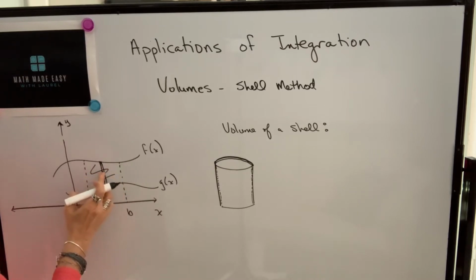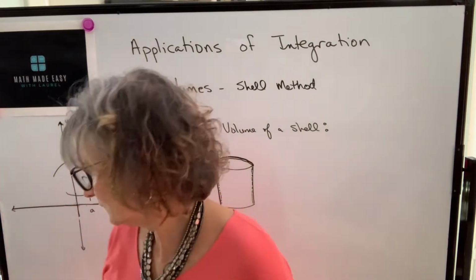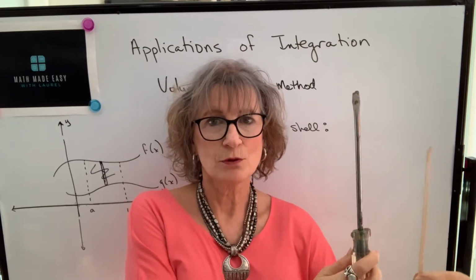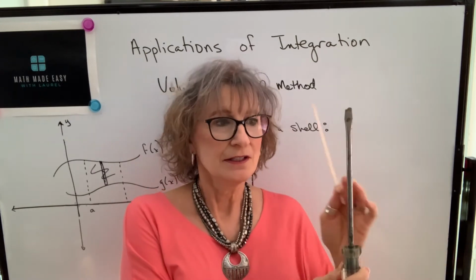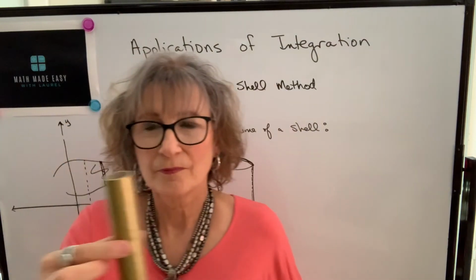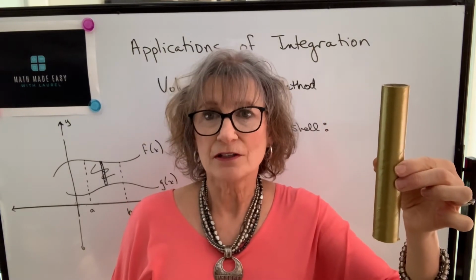So when these rotate around the y-axis, it does not form a disk, it does not form a washer, it forms a shell. Here's our y-axis, here's our representative rectangle, and it's going to go around the y-axis. So when it does that, it creates what's called a shell. It's like an open tube. And we can find the volume of this shell.